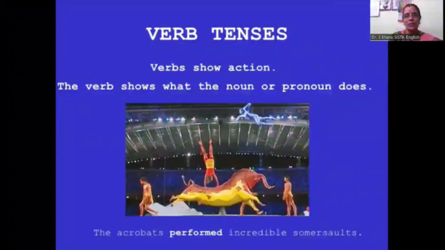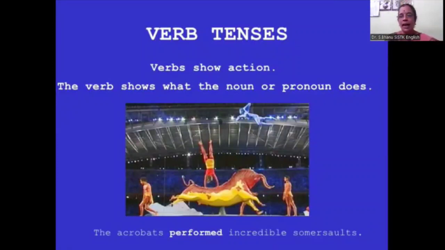Hello everyone. Today our topic is tenses. So, verb tenses. In the picture itself you can see that only verbs take tense. In our daily life, from primary class onwards, you have been introduced to what tenses are, because the daily activities we do constitute tenses.